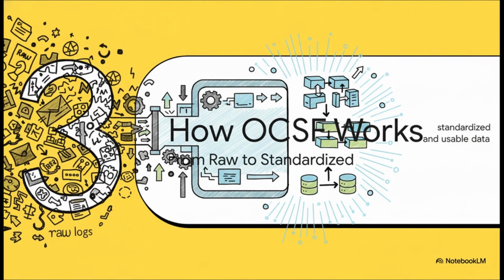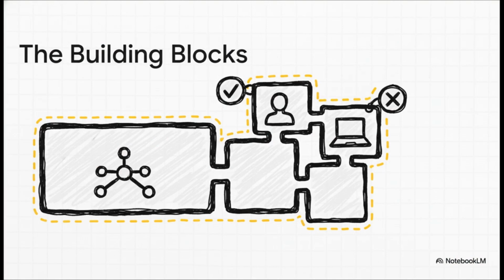Okay, so let's get into the mechanics of it. How does OCSF actually take that messy pile of raw logs and transform it into clean, standardized data that you can actually use? The whole framework is built on a few key ideas, kind of like building blocks. You have high-level event classes for things like network activity or authentication.